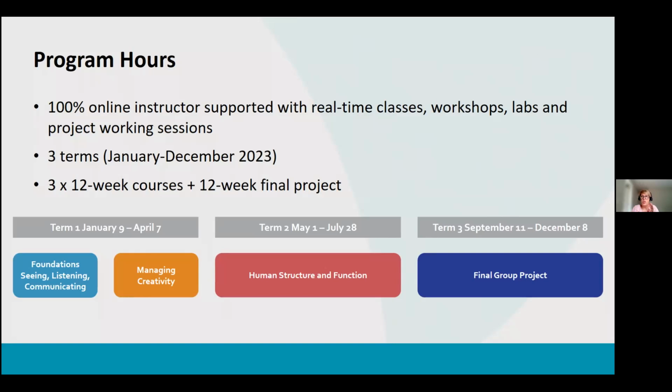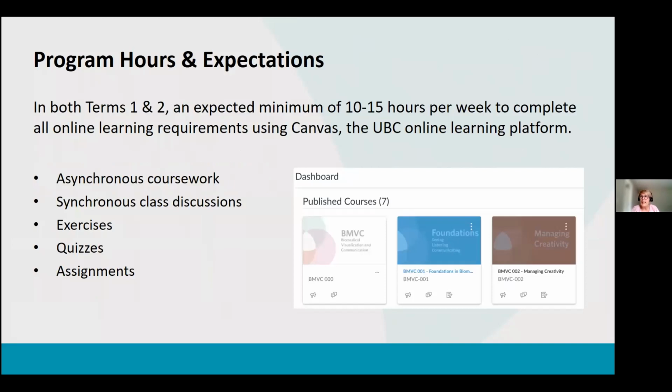In term 1, which runs January 9 to April 7, there are 2 courses, Foundations and Managing Creativity. Term 2 runs May 1st to July 28th, Human Structure and Function. The final term 3 starts September the 11th and concludes December the 8th, and that is the final group project. And again, more information on that later. It's important for you to understand the expectation. In terms 1 and 2, an expected minimum of 10 to 15 hours per week to complete all online learning requirements using Canvas, the UBC online learning platform. There are more platforms you use, and again, I know Bailey goes into this in more detail later.